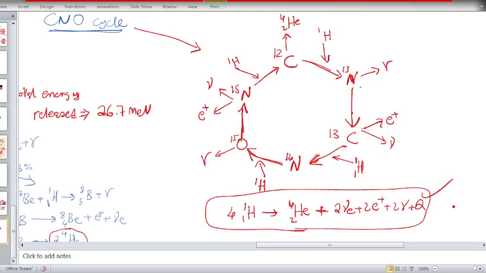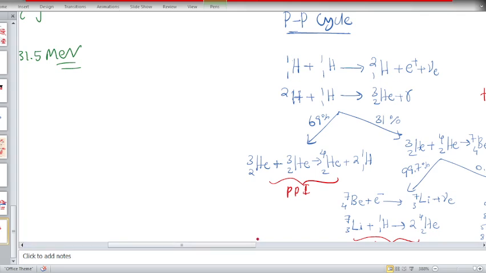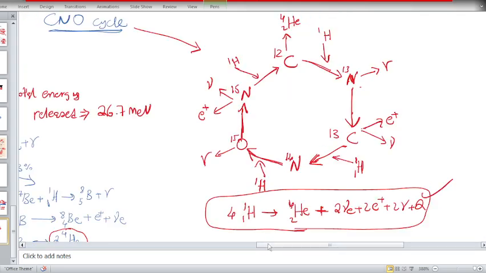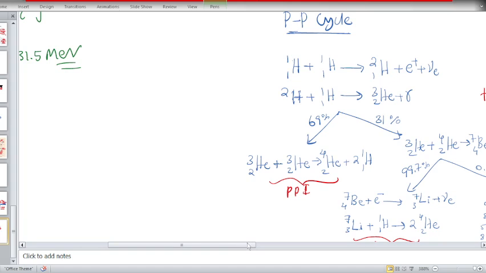Okay, so this is about the CNO cycle. These two are the important fusion interactions that happen in the sun and other stars. So maybe some questions may come from this side. They will give some interaction and ask you to find out the energy released.